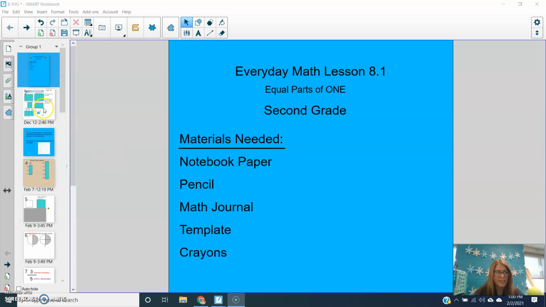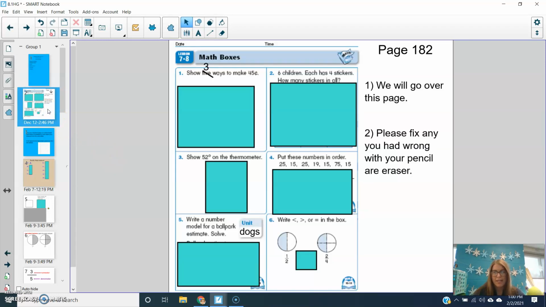Let's get started. The first thing that we're going to do is go over our math boxes from the previous lesson. So if you can open up your math journal to page 182. If you're noticing that you have any mistakes, please fix those with your pencil and eraser.